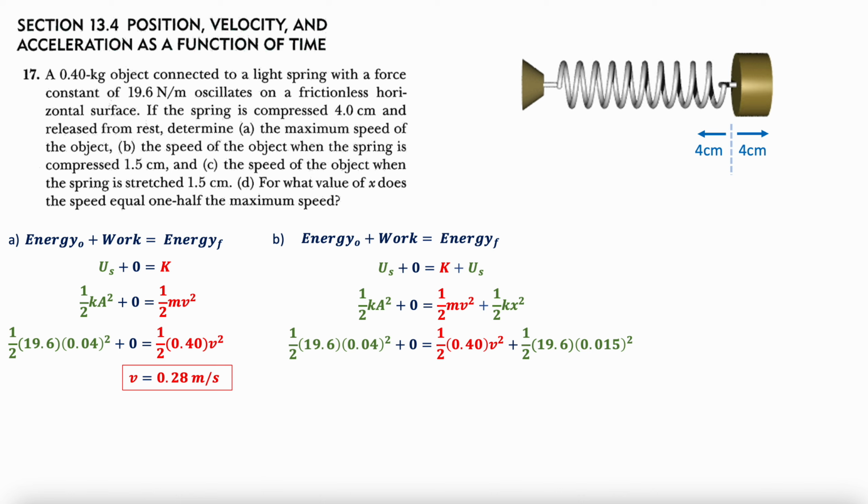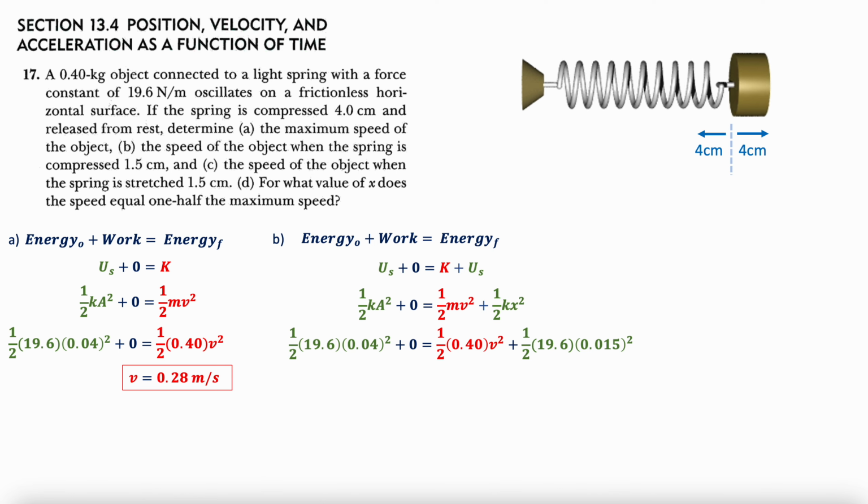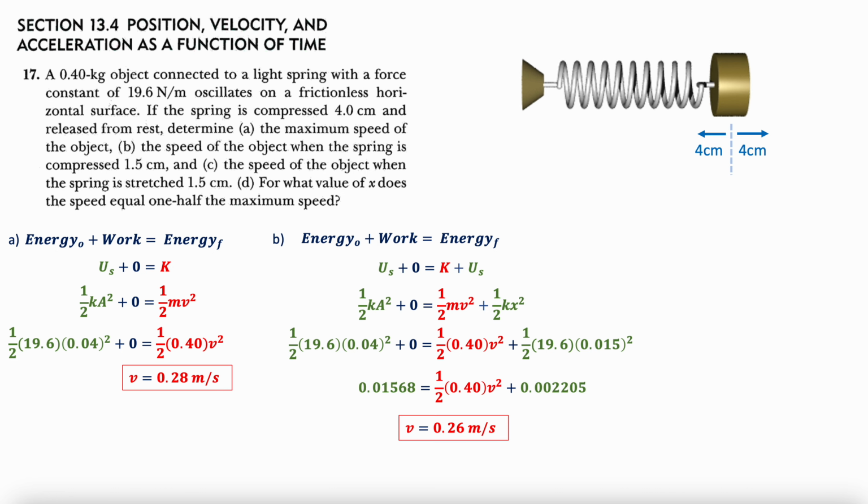Plugging in our numbers, the 1.5 centimeters becomes that, and if we solve it, doing some more math, we'll discover the velocity is 0.26, almost as fast as it is at maximum velocity, which happens at equilibrium, but not quite.